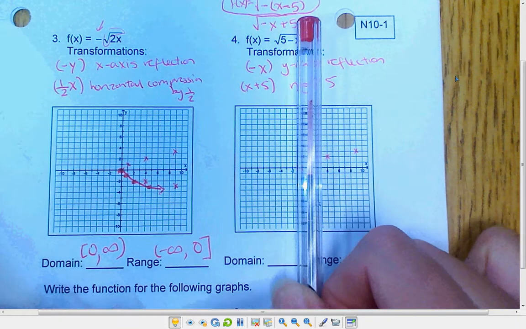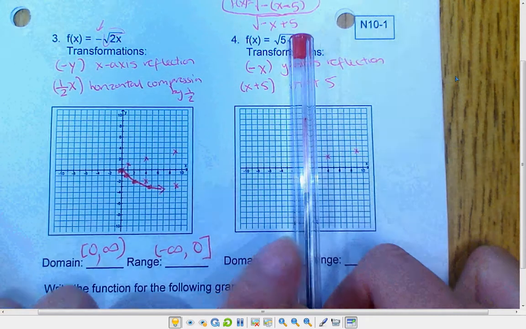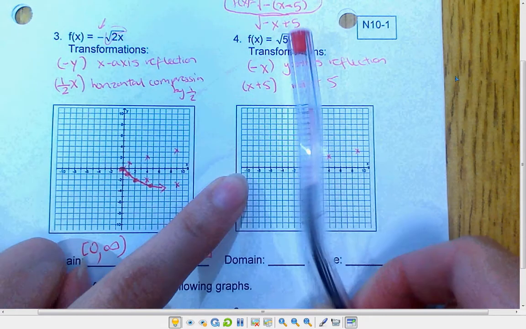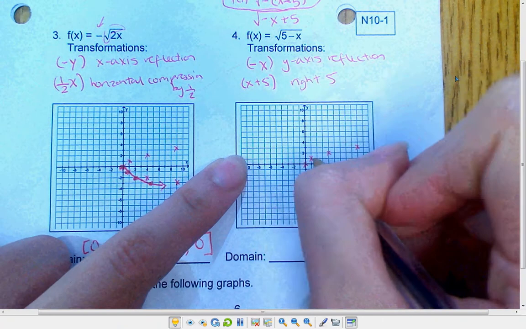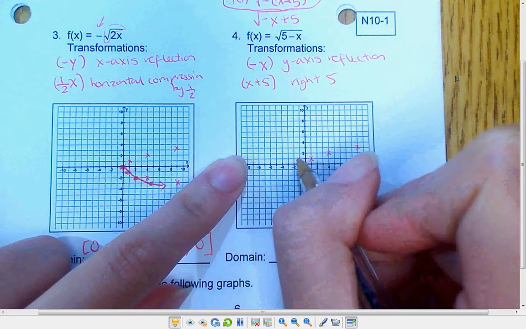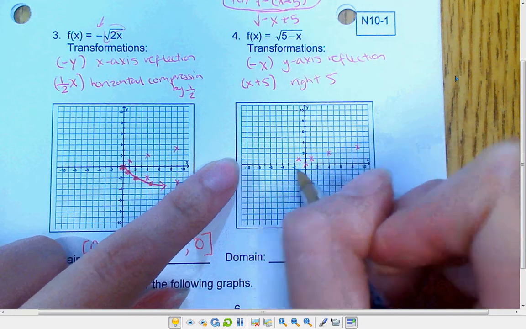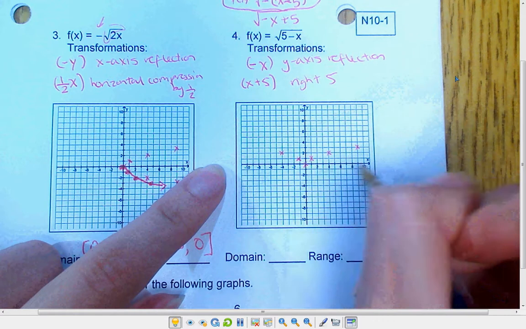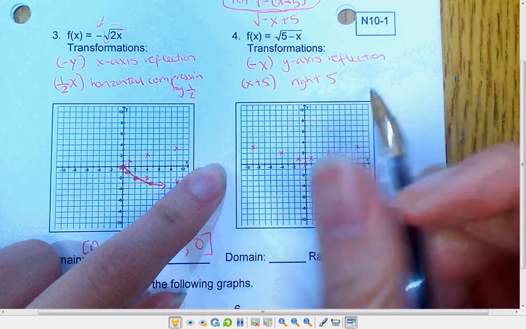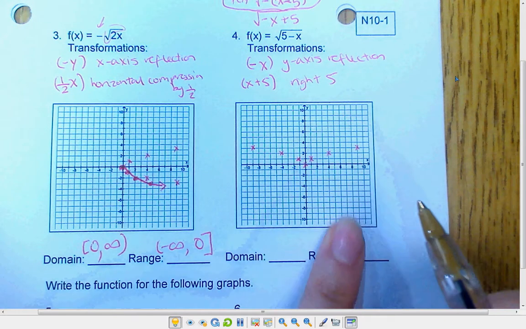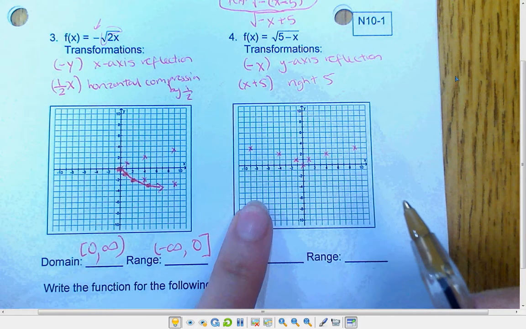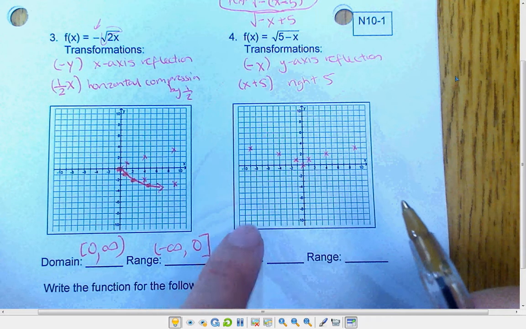Here is my y-axis right here. So I'm going to reflect it across the y-axis. So (0, 0) stays the same. This one reflects across, it's going to be right there. (4, 2) becomes (-4, 2). (9, 3) becomes (-9, 3). So see how I reflected this from here across to the other side of my y-axis.